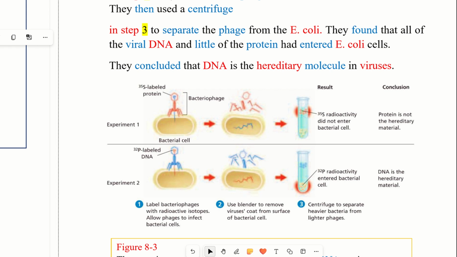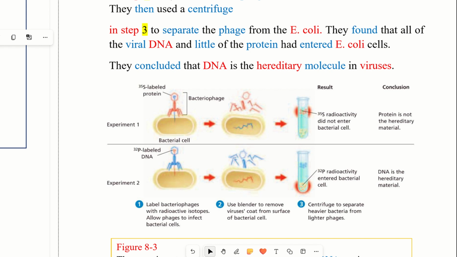In the first step, they labeled the bacteriophage with the radioactive isotopes and allowed the phage to infect bacteria cells. In the second step, he used a blender to remove the virus coat from the surface of the bacterial cells. So the virus coat is removed. He centrifuged to separate the heavier bacteria from the lighter phage. Note that the bacteria are heavier than the phage.